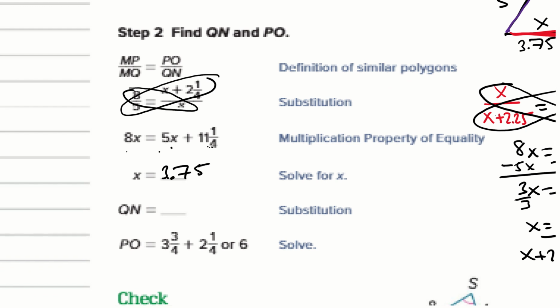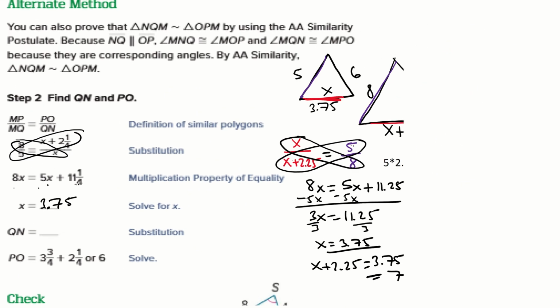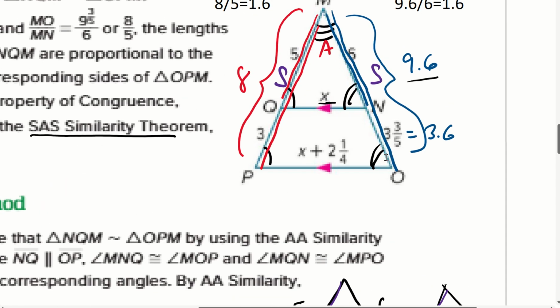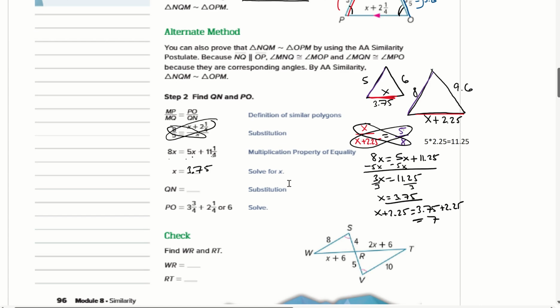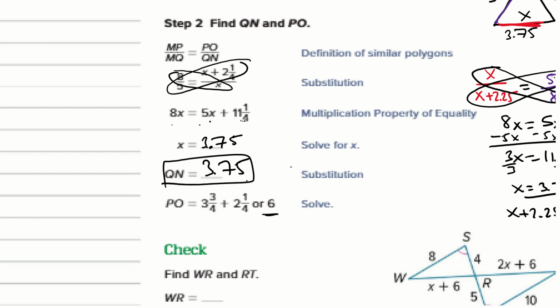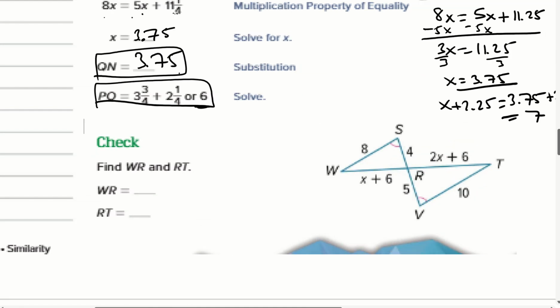Okay. And then we make a substitution. So qn, let's go back to here. Qn is x. And so qn has to be what we just got, right? So qn is 3.75. All right, and then you plug 3.75 into here, and you get 6. So these are your two answers. All right, hopefully that made sense. Go ahead and pause the video and see if you can try the check.